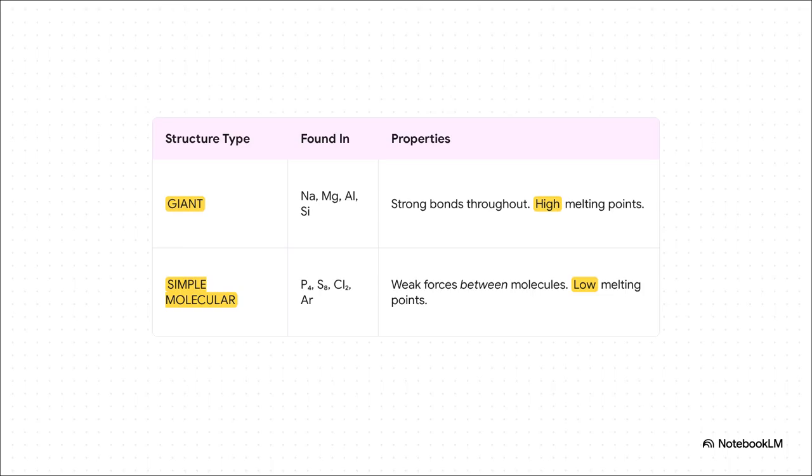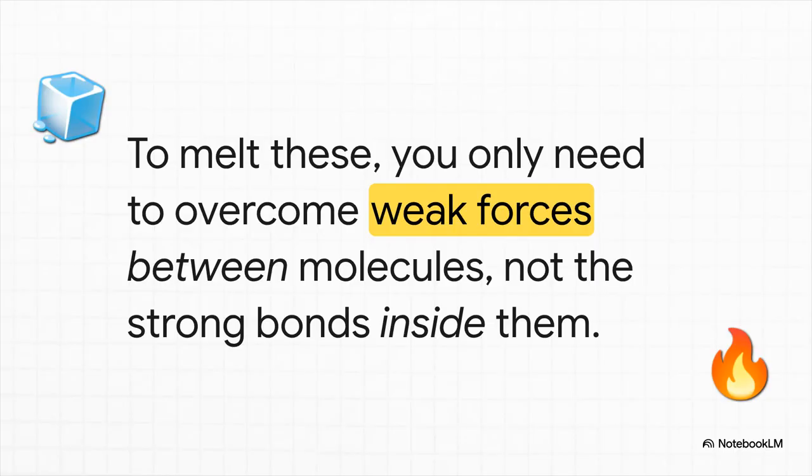But on the right side, we've got these little individual simple molecules. Now, the bonds inside a single phosphorus molecule are super strong, but, and this is the key, the forces holding one molecule next to another molecule are incredibly weak. And that, right there, is the secret. To melt phosphorus or to boil chlorine, you don't have to break the strong bonds inside the molecules. You just have to nudge apart the weak forces between them. And that takes almost no energy at all, which is exactly why they're either gases or really soft solids with super low melting points.